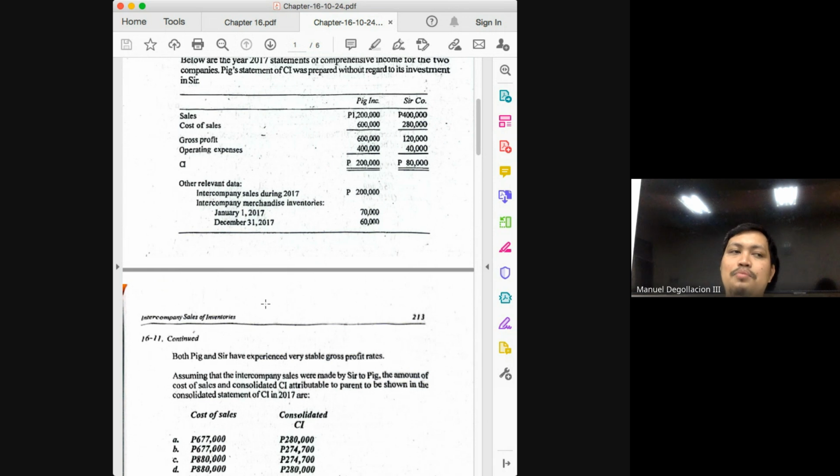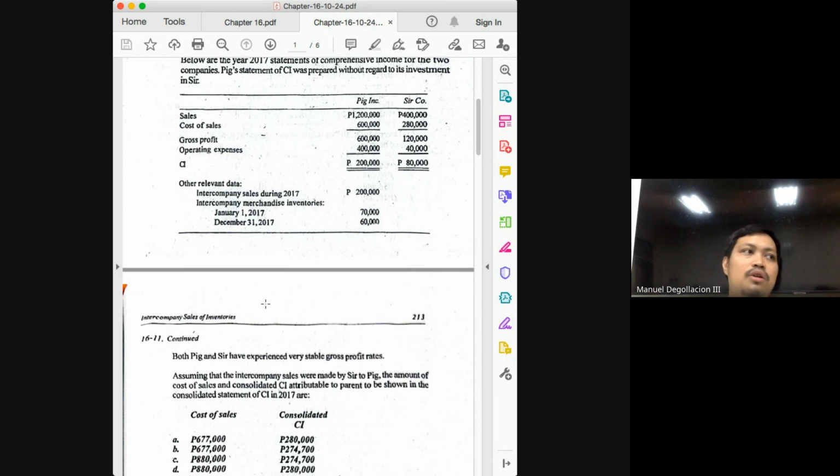And then we have already computed for the consolidated cost of sales. How much? 677. So 1,400,000 minus 677 would be your consolidated gross profit. How much is 1,400,000 minus 677? 723. That would be your consolidated gross profit.